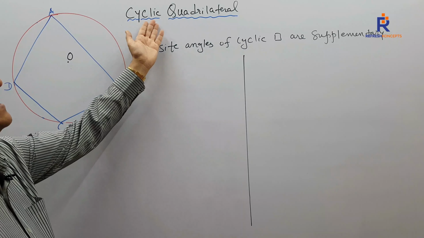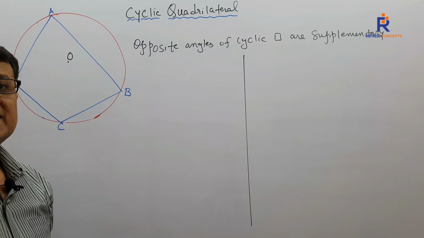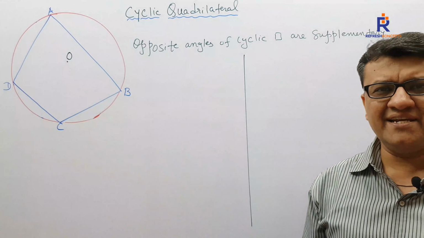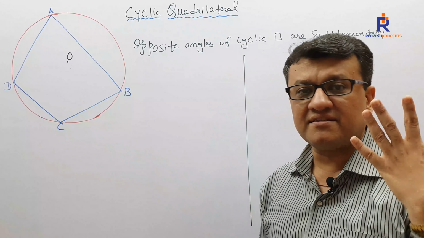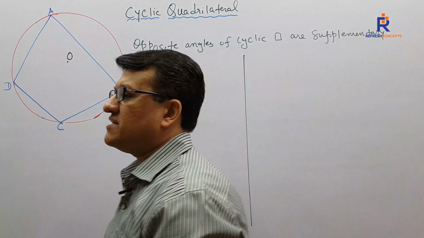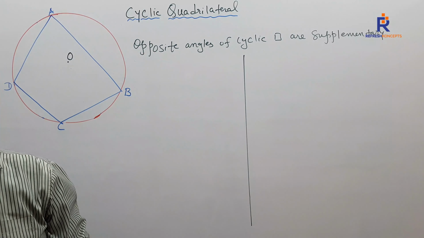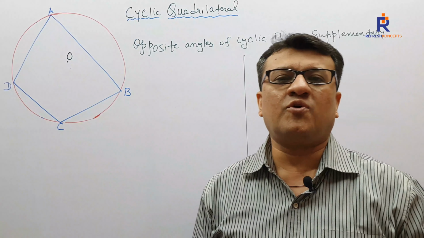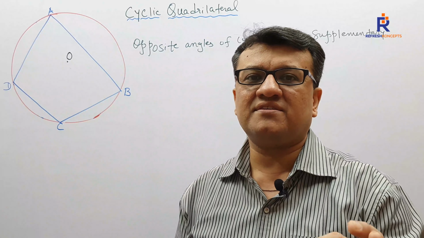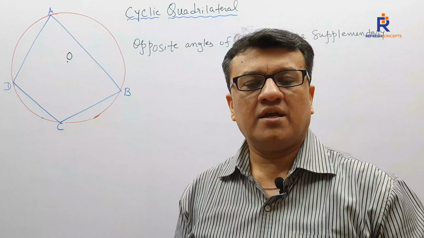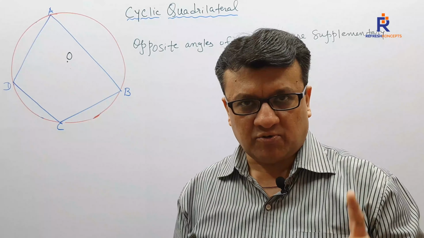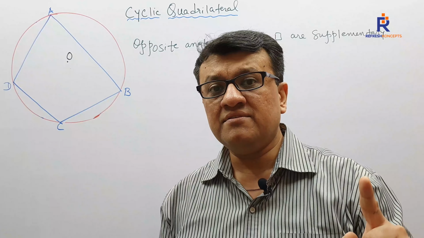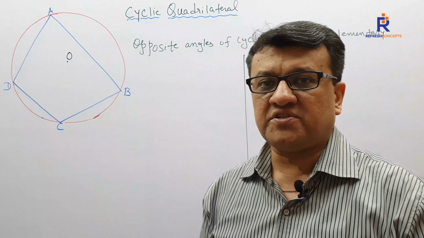First of all, let's understand the meaning of the word cyclic quadrilateral. You are all aware of a quadrilateral, right? A quadrilateral is nothing but any four-sided figure. But what is a cyclic quadrilateral? A cyclic quadrilateral is a quadrilateral where all four vertices lie on the circumference of a circle.